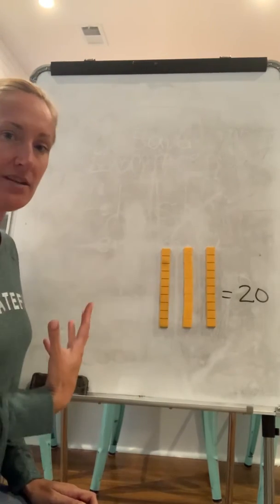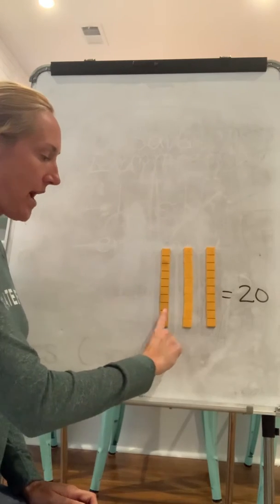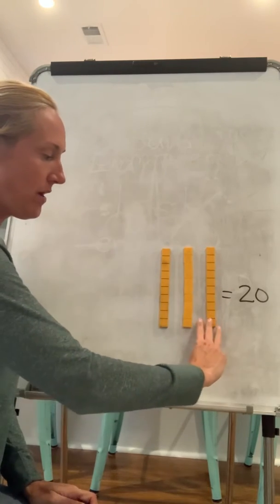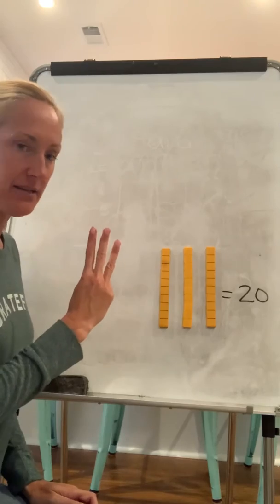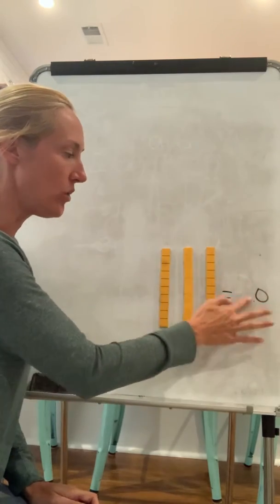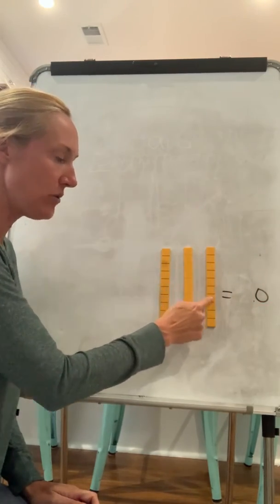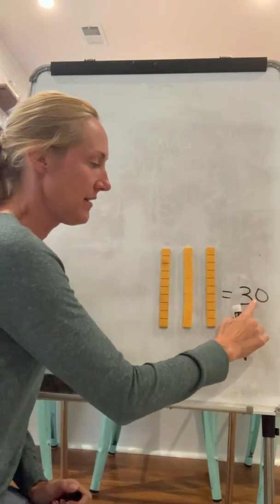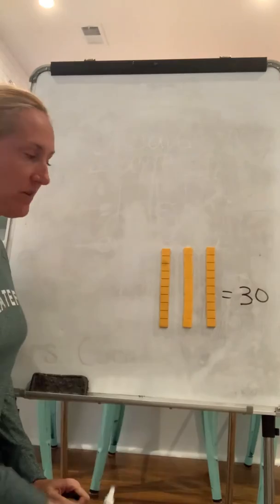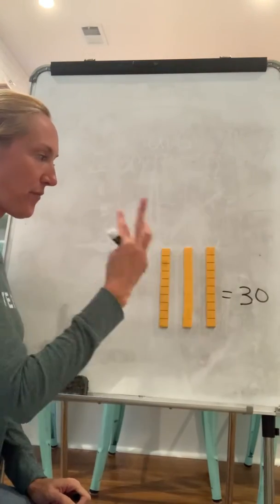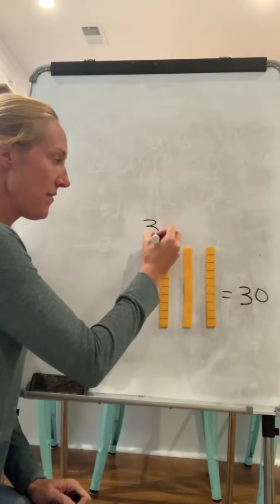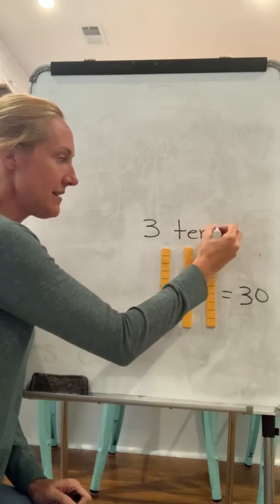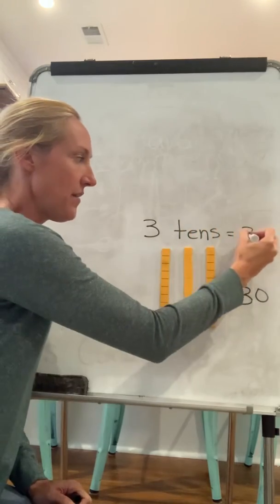Okay. What if I add another 10? Now how many tens do I have? I have 1, 2, 3 tens. But what does that equal if I count up every single square? That means I have 30 of the squares. So I have 3 groups of 10, 3 tens. 3 tens equals 30.